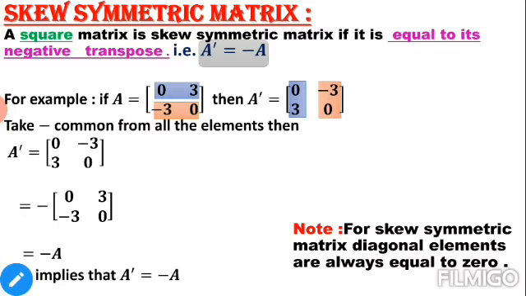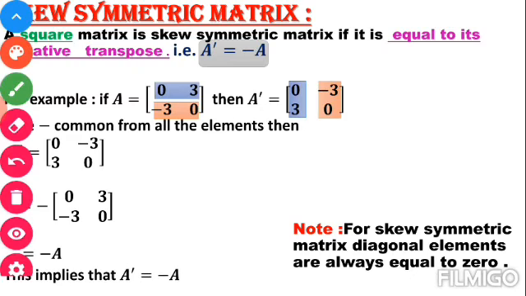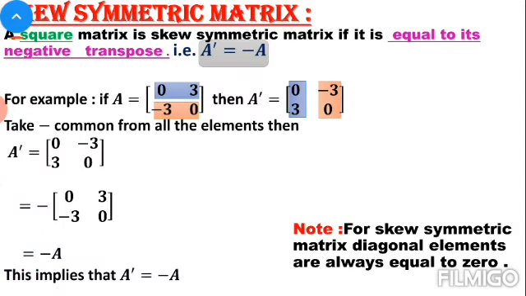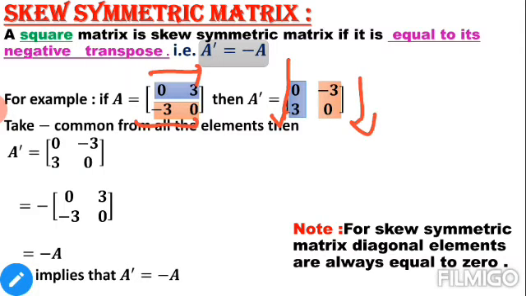For example, the matrix A, if you see 0 3 minus 3 0, again 4 elements, order 2 by 2. If I am writing the transpose, row becomes column here. So this 0 3 that was row-wise, now I am writing as column-wise. Let's understand how that is happening. Now minus 3 0 as a row, again I am writing as a column. So this is the transpose of this matrix.